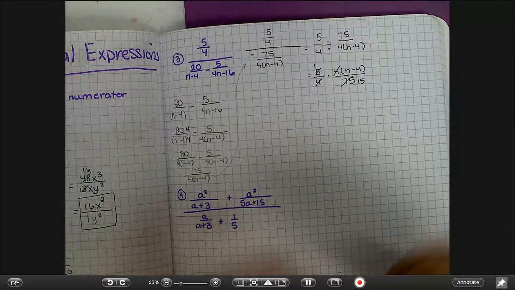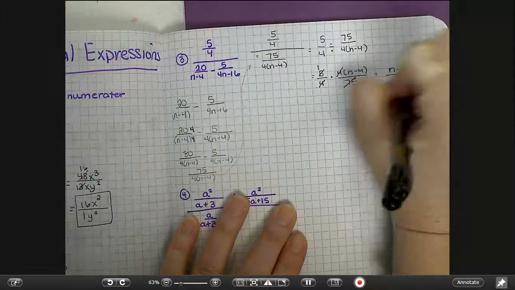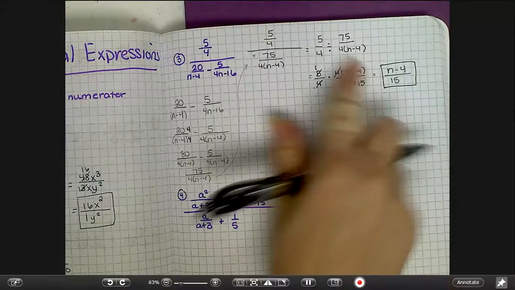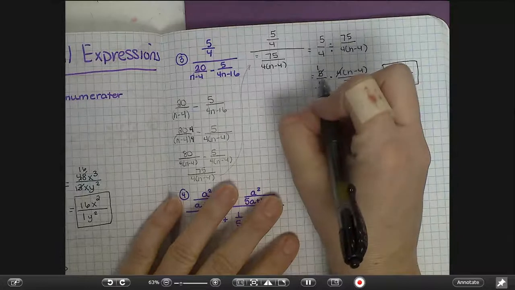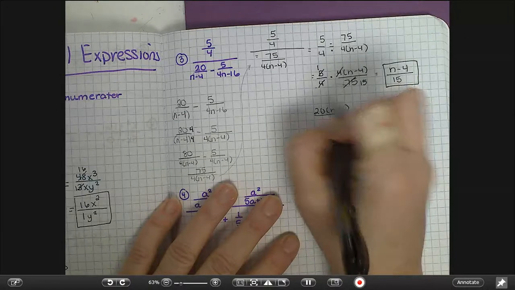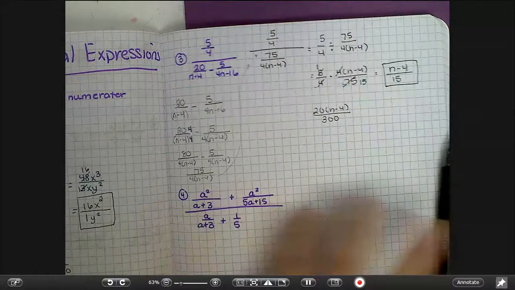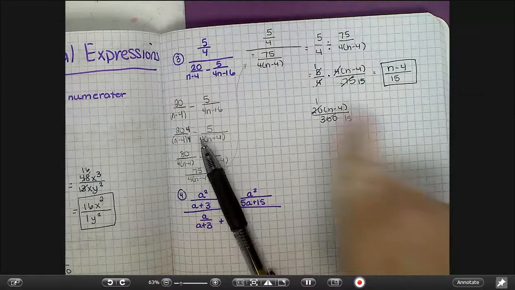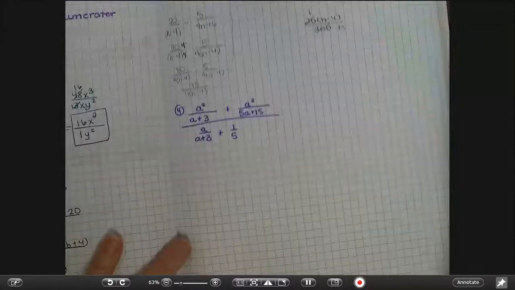And now I like to multiply through. So that's going to be 1 times n minus 4 over 1 times 15. If you are confused at all about that part, feel free to actually do it the long way, which would be to do 5 times n minus 4, and then 4 times 75 over 300, and then simplify. You'll get the same answer, but I like to do it this way as often as I can. All right, one more example.